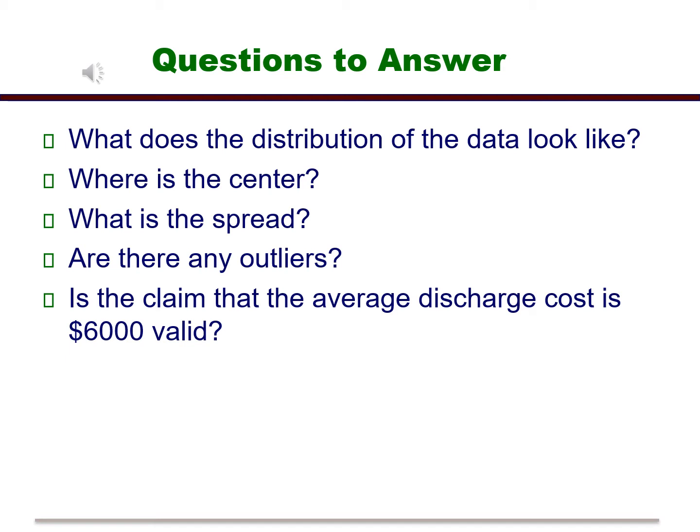Number 1, what does the distribution of the data look like? Number 2, where is the center? Number 3, what is the spread? Number 4, are there any outliers in the data? And number 5, do you think that the claim is valid?